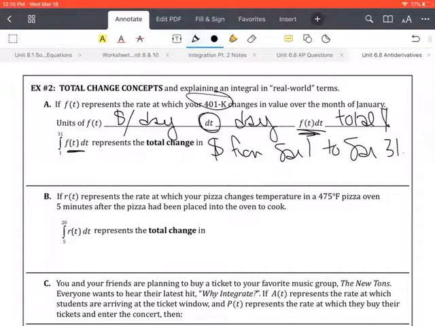All right, straightforward enough? So remember that integrals mean total change. So if they're ever asking for what is the total, you're looking for an integral. If they ask for what is the rate, you're looking for a derivative. Okay, try the rest of this page.